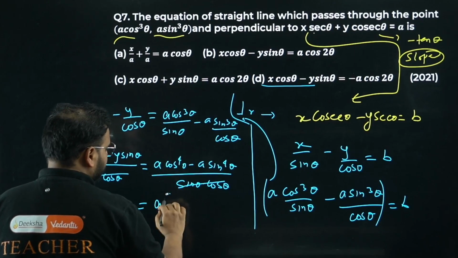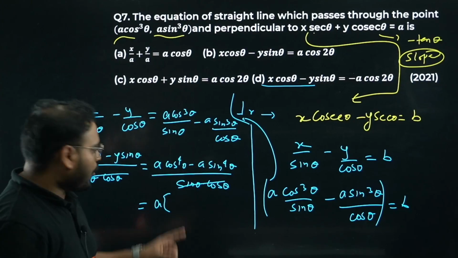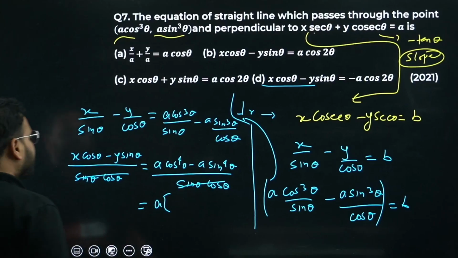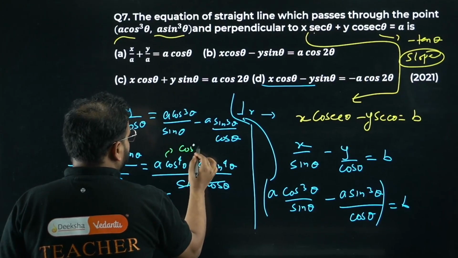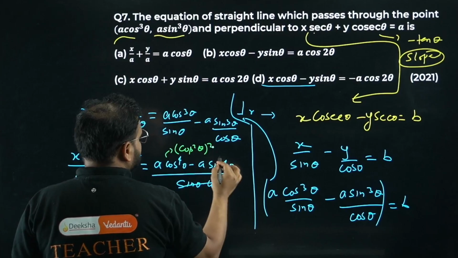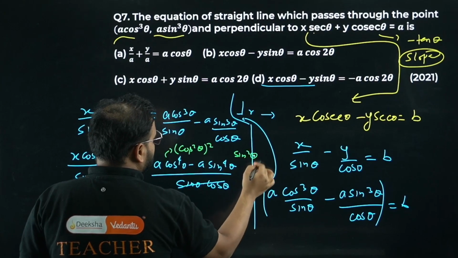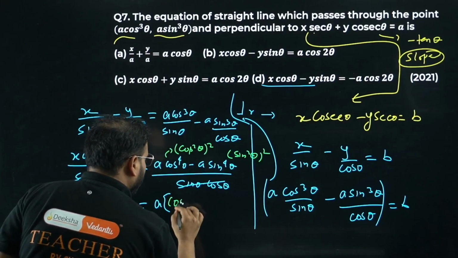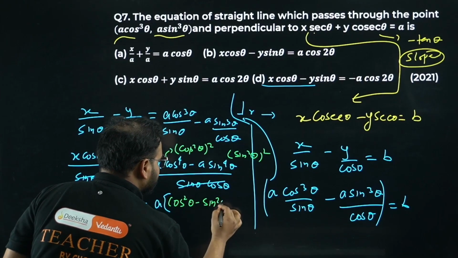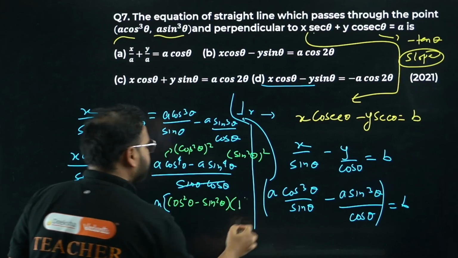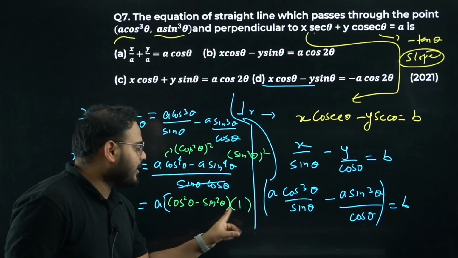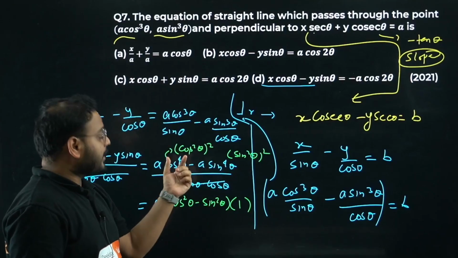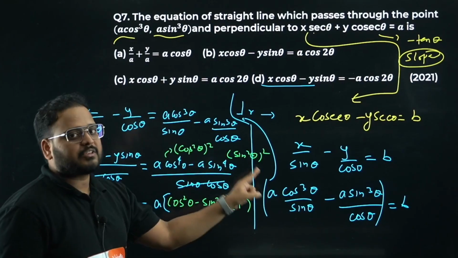Take a common. What I have is a, cos square theta the whole square minus sine square theta the whole square. Writing this as cos square theta the whole square, and this as sine square theta the whole square, so a square minus b square. So what I have is cos square theta minus sine square theta, and another one will become simply 1. How come, sir? This minus this into this plus this, so cos square plus sine square will become 1.